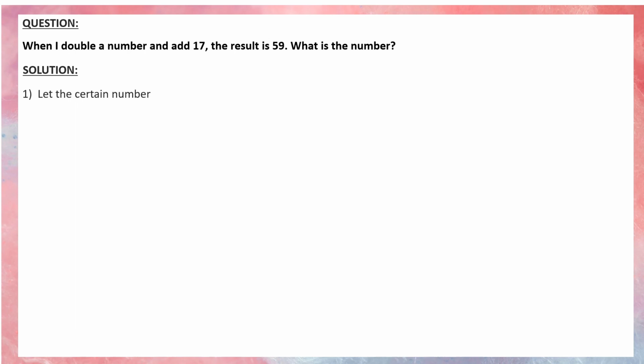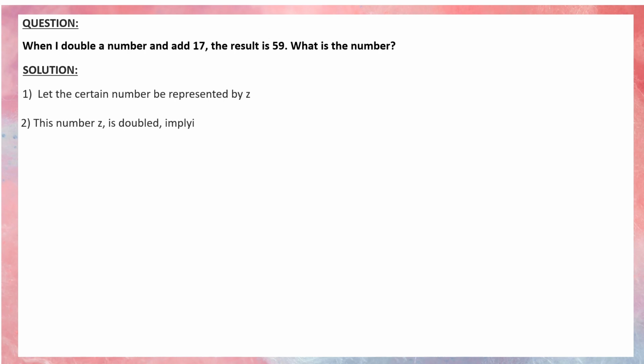In that solution, since we do not know the number, we will represent that number by any variable, but in this particular case, we'll be representing the number with z. So we say let the certain number be represented by z. We don't know the number, so we assign a variable, and in this particular case, we assign the variable z to represent the number.